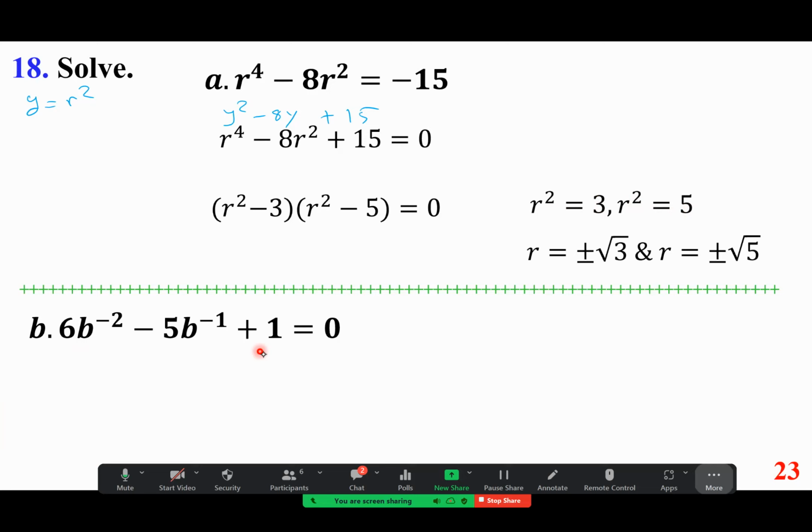What about this one? Well, again, you have really 2 methods. You can multiply both sides by b squared, or let b to the power of -1 be something other than b, for example, x. And if you do that, b to the power of -1 is x, then b to the power of -2 is x squared. So 6x squared minus 5x plus 1 equal to 0. We need to factor this, which is not too bad.